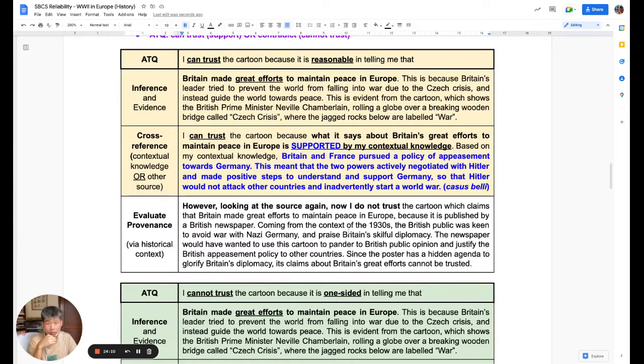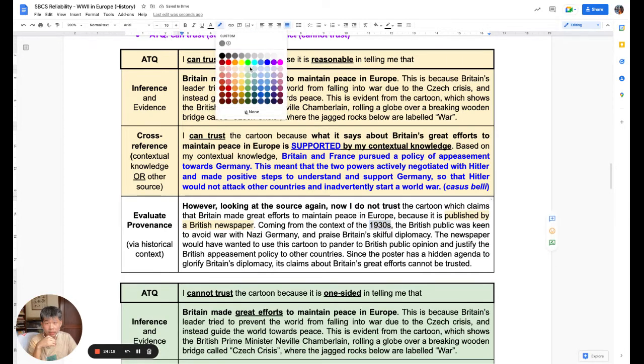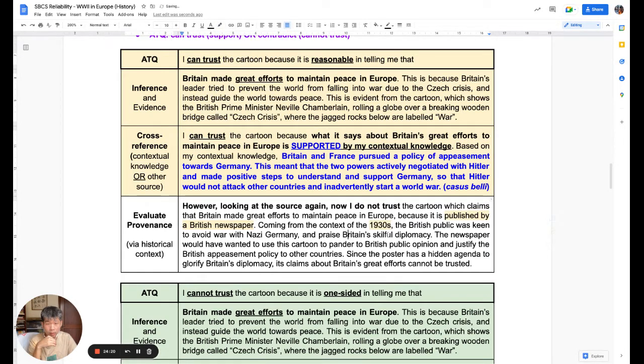And how you do the highest level, you look at the provenance. It's a British newspaper. You look at the time period, the 1930s. What does the newspaper want? The newspaper wants to pander to the public opinion of the British. The British at this time don't want a war. So the newspaper, of course, would have justified, supported, agreed with, and promoted the British appeasement policy and glorified Britain's efforts.